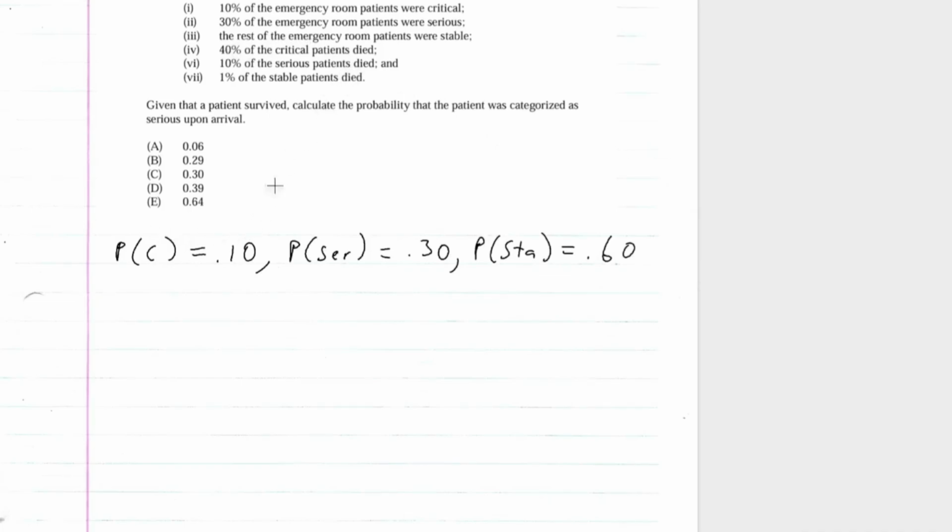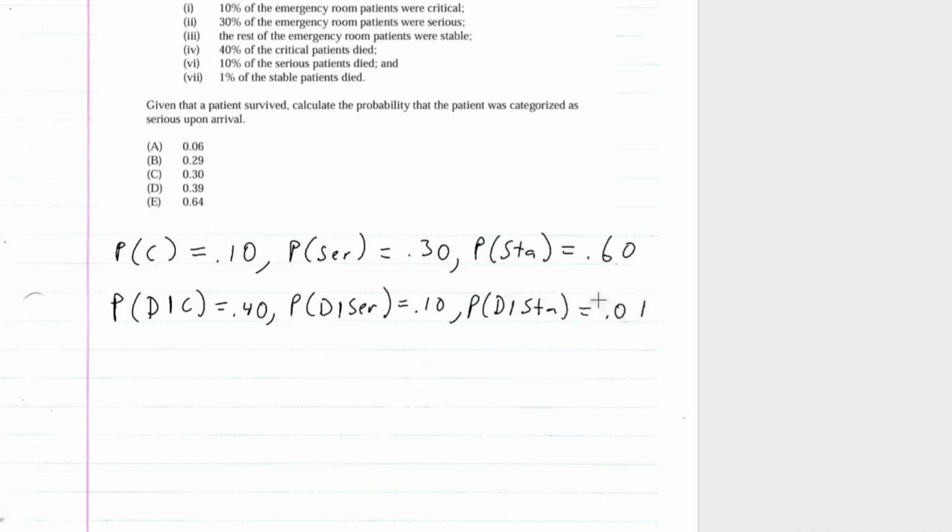40% of the critical patients died, so the probability that they died, given that they were critical, is 0.40. The probability that they died, given that they were serious, is 0.10, because 10% of the serious patients died, and 1% of the stable patients died. So the probability of dying, given that they were stable, is 0.01.